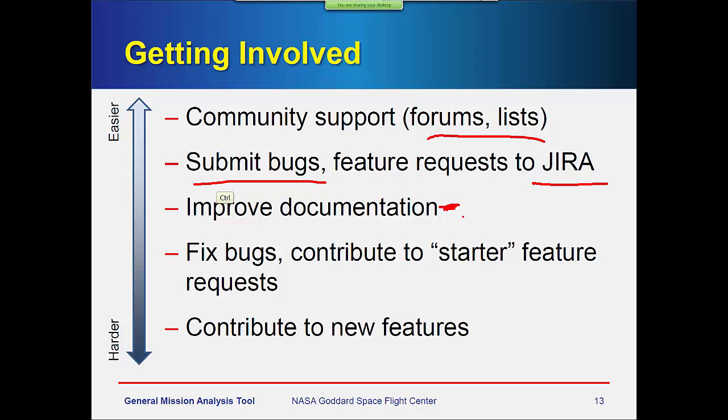We have some pretty solid documentation this release, which is a change from years past. 700 pages of full documentation on every part of GMAT. But documentation is always helpful. It can always be improved, and this is sort of an easy place to get started. And then if you're a coder, you could help us actually fix bugs. You can contribute to feature requests, or the most important and really the hardest thing, if you have a feature request, coding up and contributing entire new features. So this is sort of the spectrum of ways to get involved.